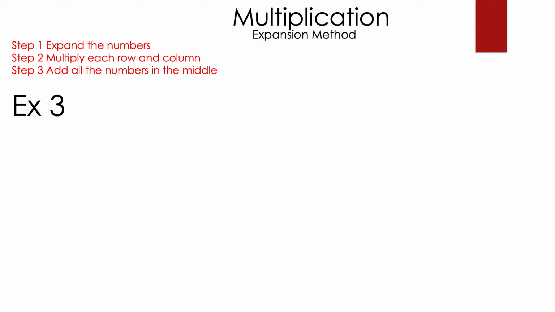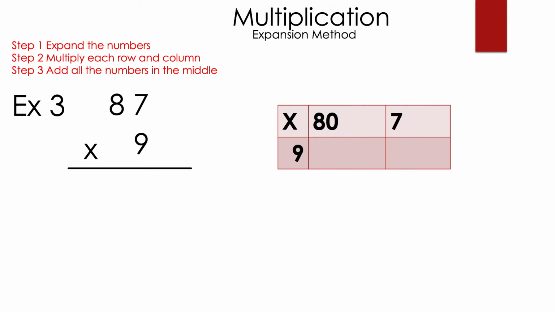So let's take a look at the last example, example 3. We have 87 times 9. So now we need to expand 87 to 80 and 7. And then 9 is, of course, itself.